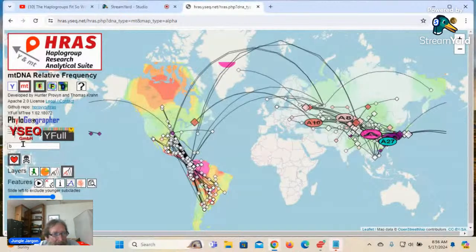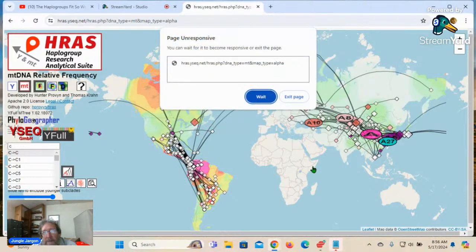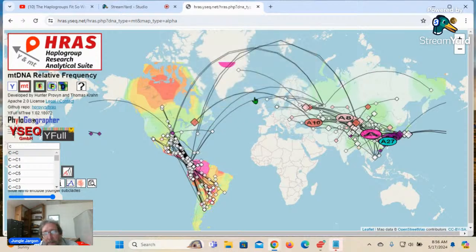So let's try the C lineage. Let's go ahead and try the C lineage here. This is the mitochondrial C lineage. We'll wait for it to load, see what happens. With a C lineage from the daughters, one of the daughters of Japheth, that would be a Eurasian maternal lineage of the mother's side.